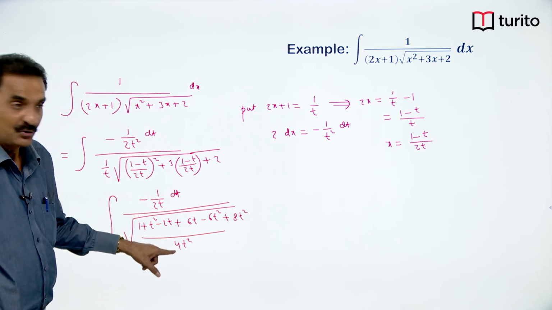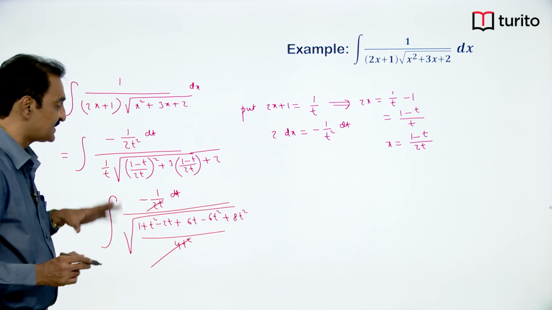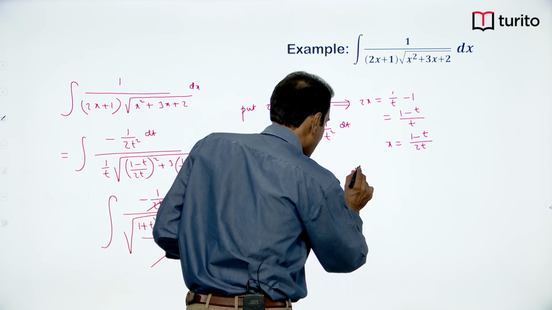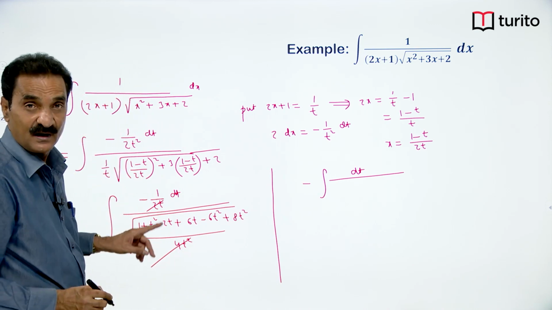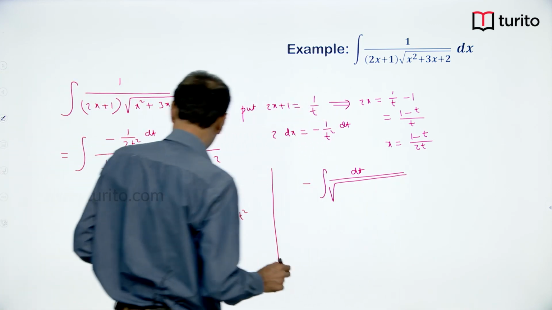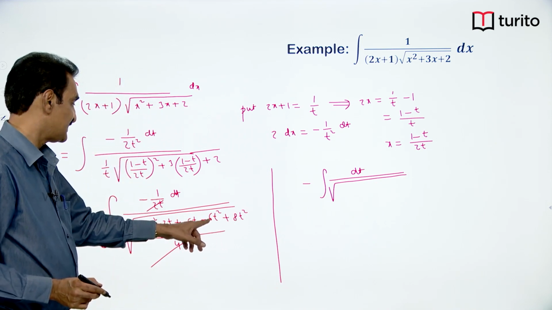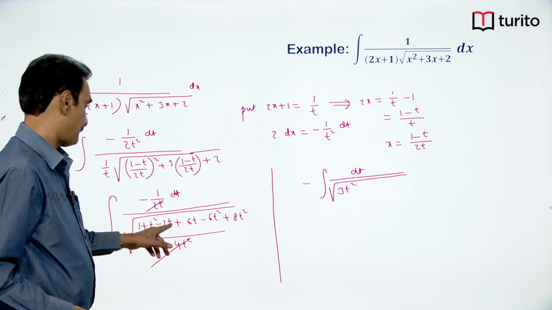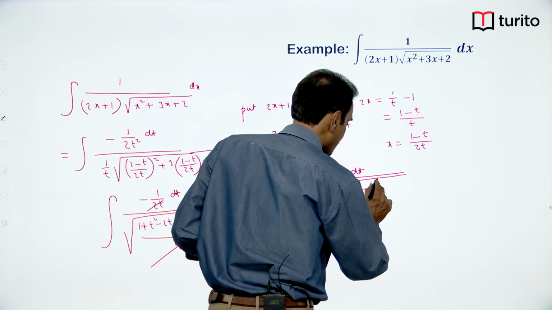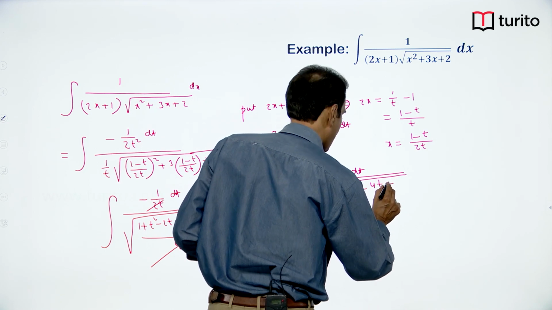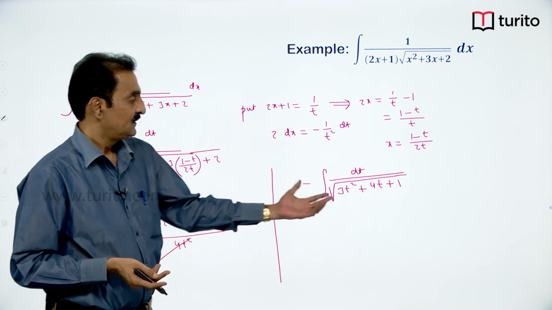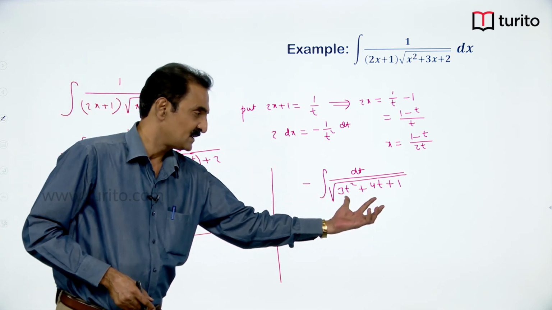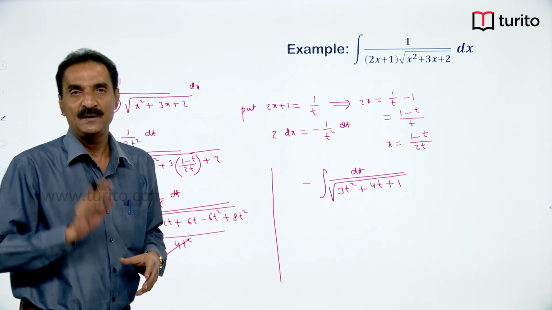What is the square root of 4t square? 2t. This 2t and this 2t will cancel. Then you will get minus integral dt by under root 8t square minus 6t square, 2t square, 2t square plus t square, 3t square, plus 4t plus 1. Now you see it is the first model of irrational function, 1 by root over ax square plus bx plus c. You can integrate it by writing this as a perfect square. After taking 3 common, you only finish it.